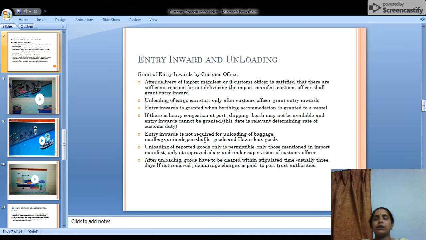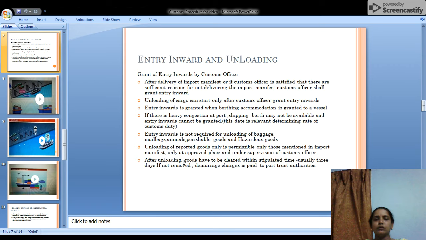animals, and perishable goods, meaning goods that deteriorate in a short span of time. Hazardous goods means dangerous goods. Unloading of reported goods only is permitted, meaning only those goods mentioned in the import manifest may be unloaded, at the approved place and under the supervision of the customs officer.